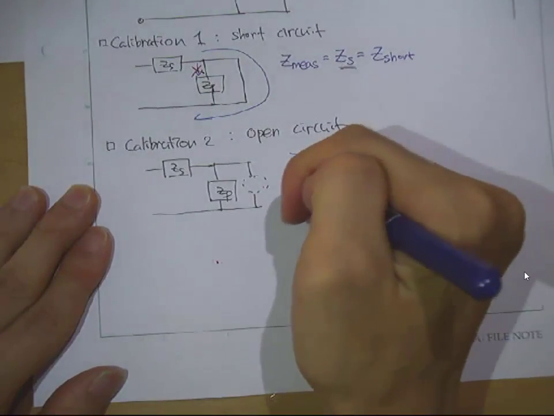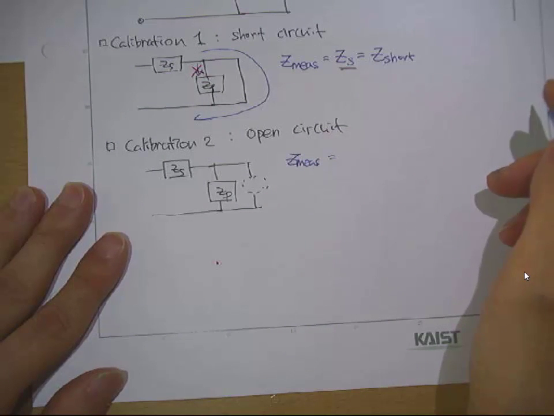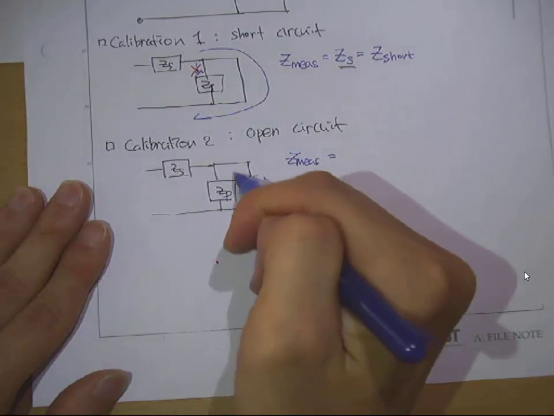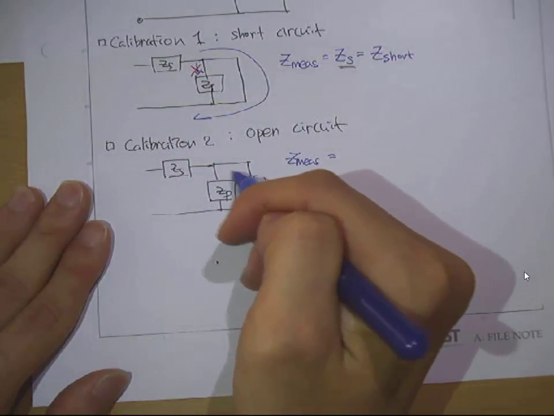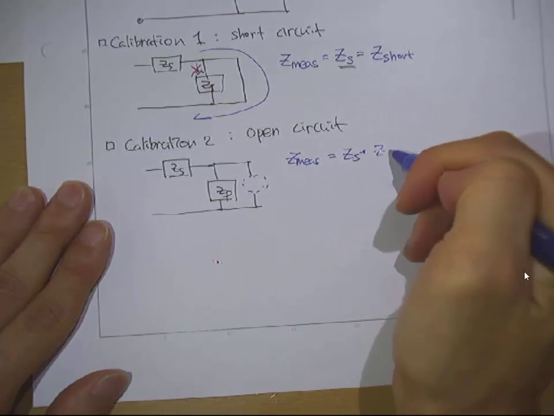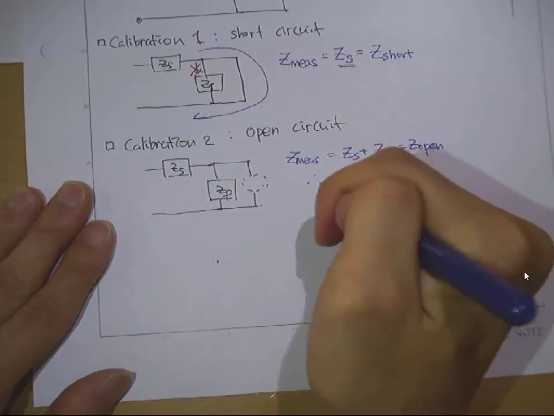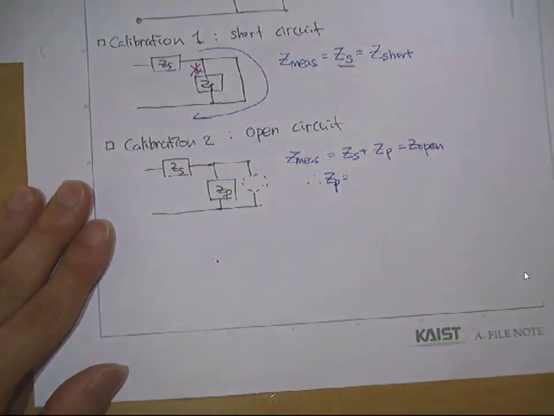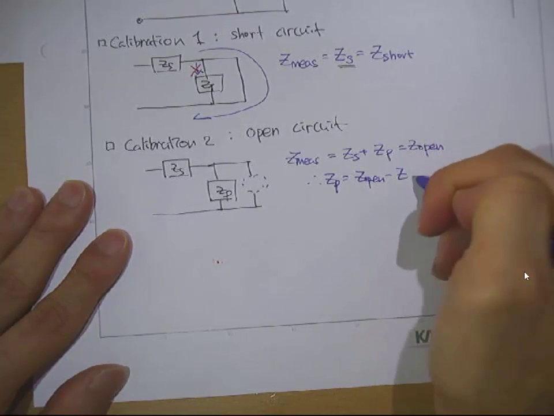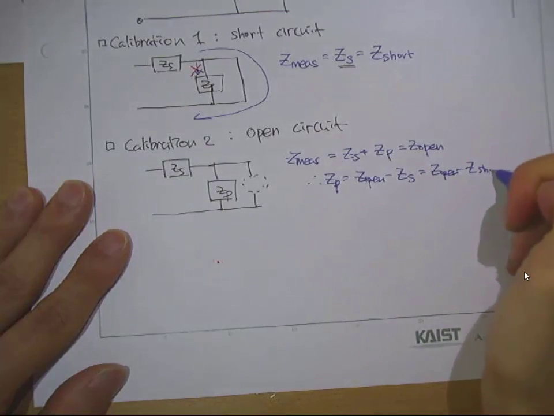And then the measured impedance will be what, the sum of the impedance in series and impedance in parallel, right? Because here the current will not flow in this direction. So it will be just Gs plus Cp. And this is the Z open. So the parallel, the ZP, the impedance in parallel will be C open minus C S, that's C open minus C short.